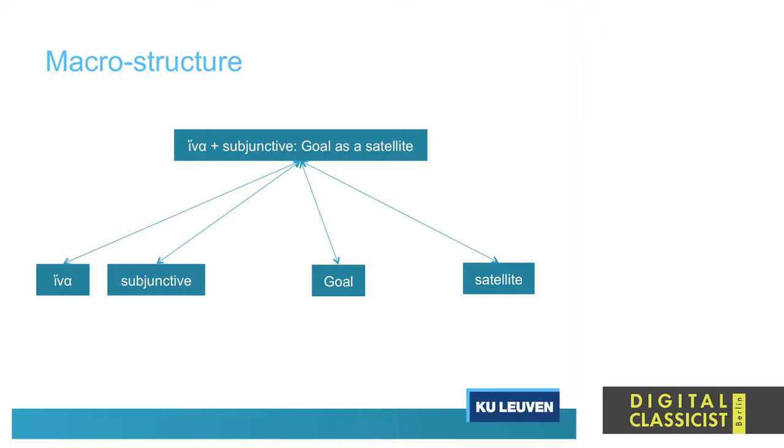Let's now look at one specific grammatical rule, hina plus the subjunctive expressing goal as a satellite, meaning non-obligatory constituent. To this we can assign the morphological tag hina in the subjunctive, the semantic tag goal, and the syntactic tag satellite. So this is the basic structure of our grammar.